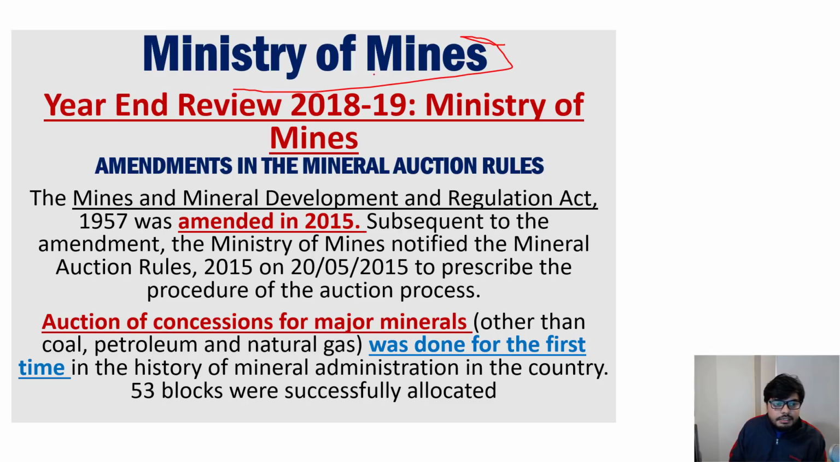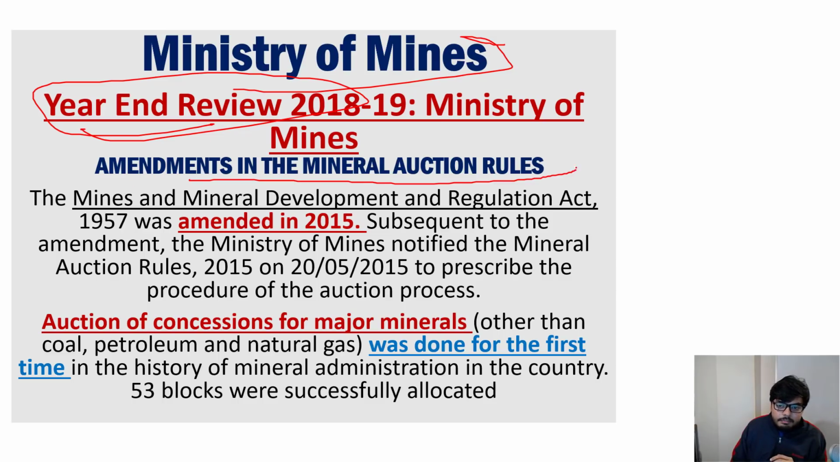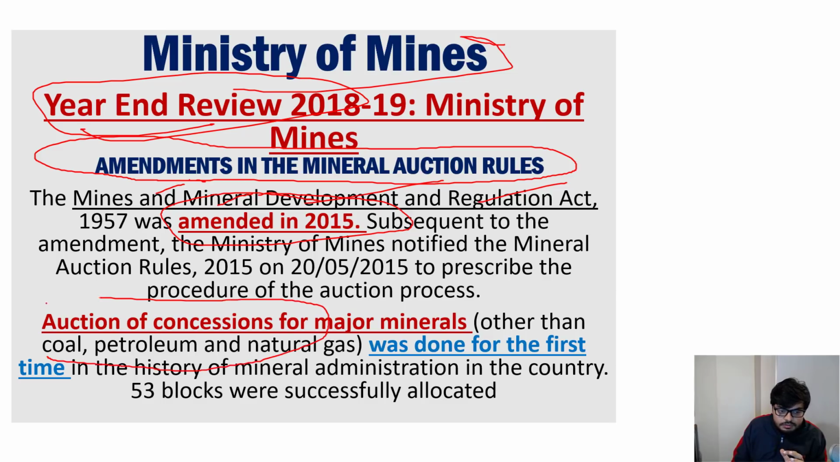Next, Ministry of Mines data. Year-end review has come. Yesterday we saw the year-end review of Ministry of Telecommunications. So here the main highlight is the amendments in the mineral auction rules. You see, there was an act, MMDR, Mines and Mineral Development and Regulation Act. It was 1957, which was amended in 2015, and that was a historical one. And at that time, it was done for the first time. What was done? Auction of concessions for major minerals, and it was a kind of a great change. That was the first time the auctions happened on the electronic platforms and all, and the single window clearances were given.